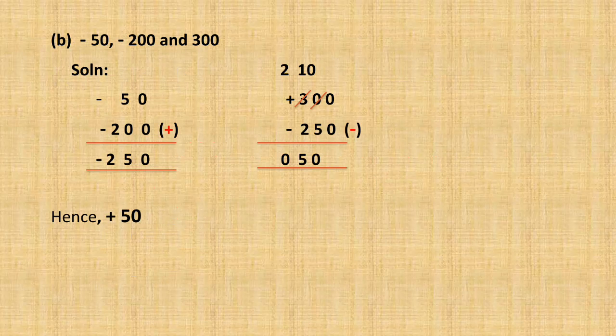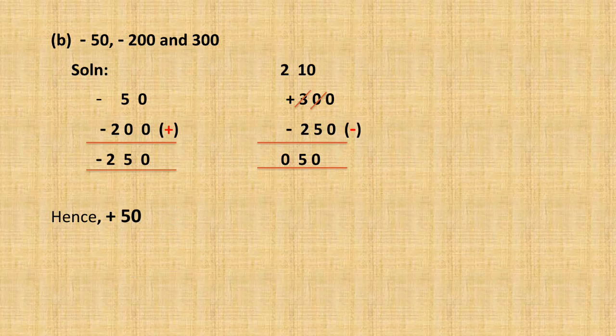0 minus 0, we will get 0. Then 0 minus 5, it is not possible. So we are getting borrow from the 3. It becomes 2. Next 0 will become 10 after getting borrowing. 10 minus 5, 5. 2 minus 2, 0. You are getting the final answer 50. The final step, we have to look at the sign of the greater number. Greater number is 300, having positive sign. So we are concluding plus 50.